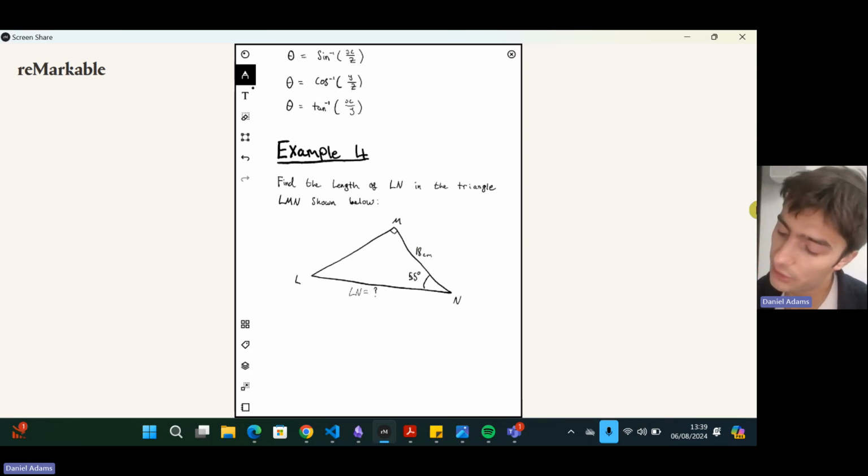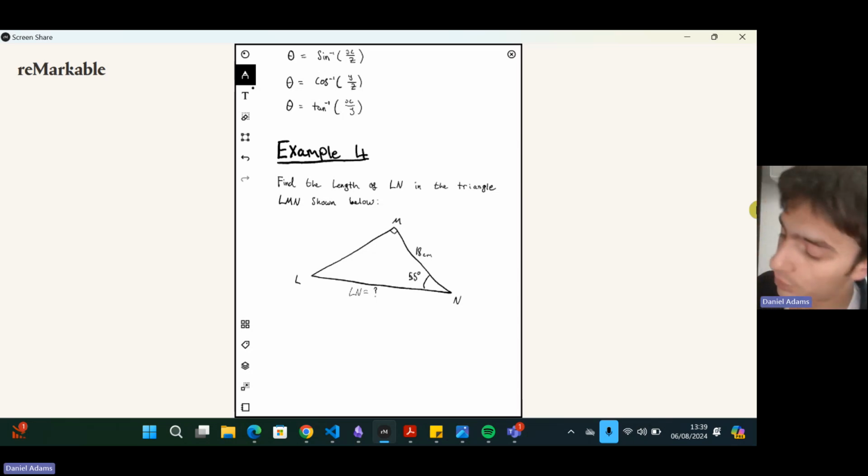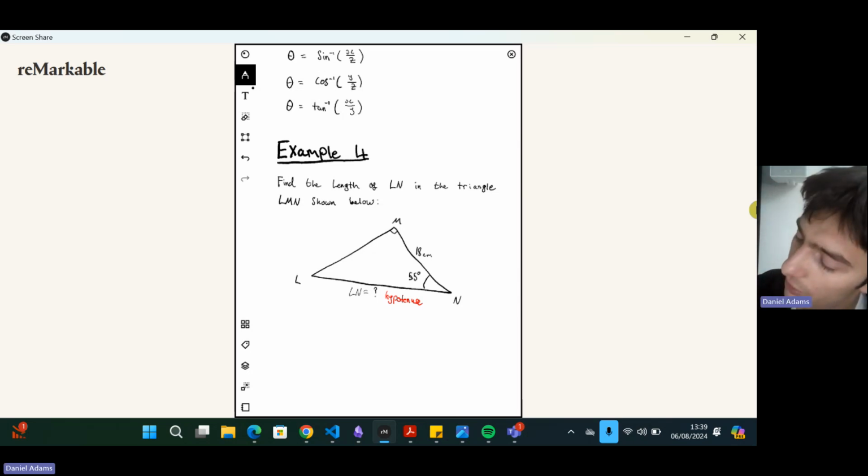18. So let's label the sides, the opposite, the adjacent, and the hypotenuse with respect to this angle. Well, we know the hypotenuse is always opposite the right angle, so this is the hypotenuse. We know that the adjacent is always next to the right angle and the angle you're interested in, so this is the adjacent. And we know the opposite is the one opposite the angle that we know, so this is the opposite.